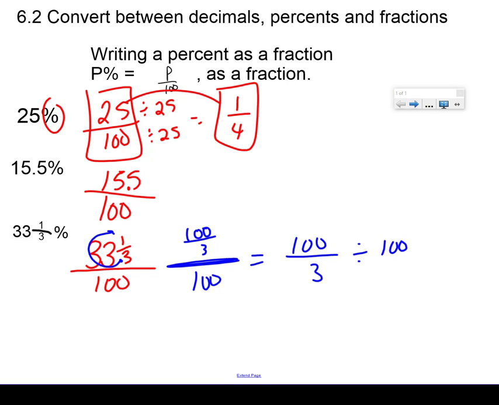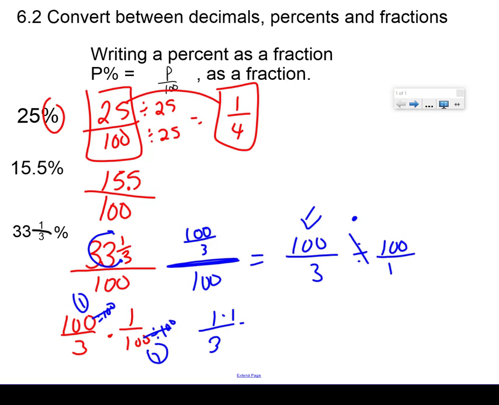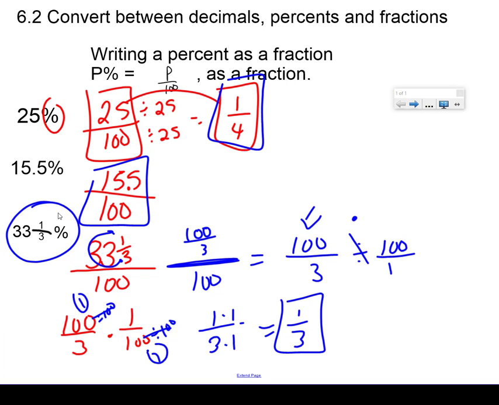So when you do this, remember we keep it the same, change it to multiply, and flip this one over. It was 1 over 100, so we're going to flip it over. So the problem we now have is 100 over 3 times 1 over 100. I want you to see that in the diagonal you can divide both of these by 100. And so I have 1 times 1 over 3 times 1, which becomes 1/3. So this, as a fraction, is actually 1/3. Now we've accomplished the fraction answer in all three of these.